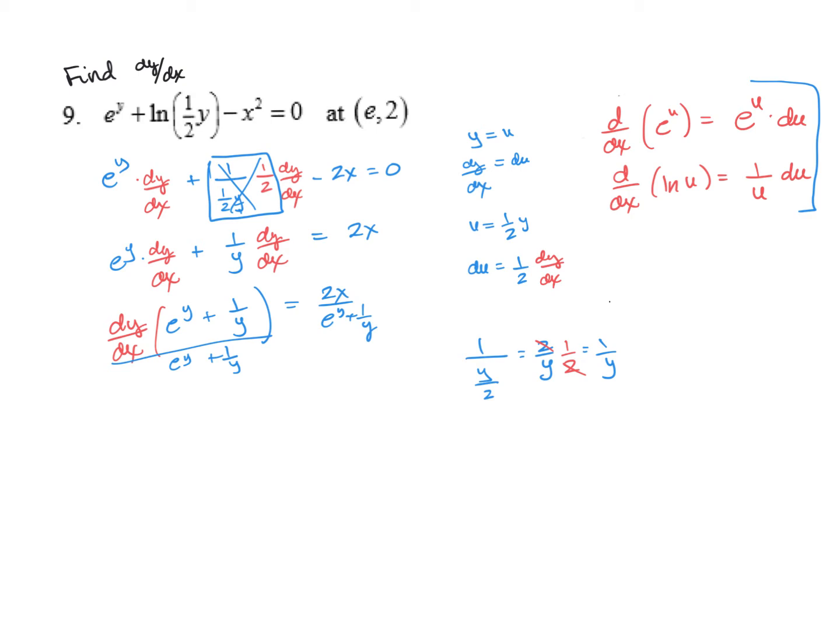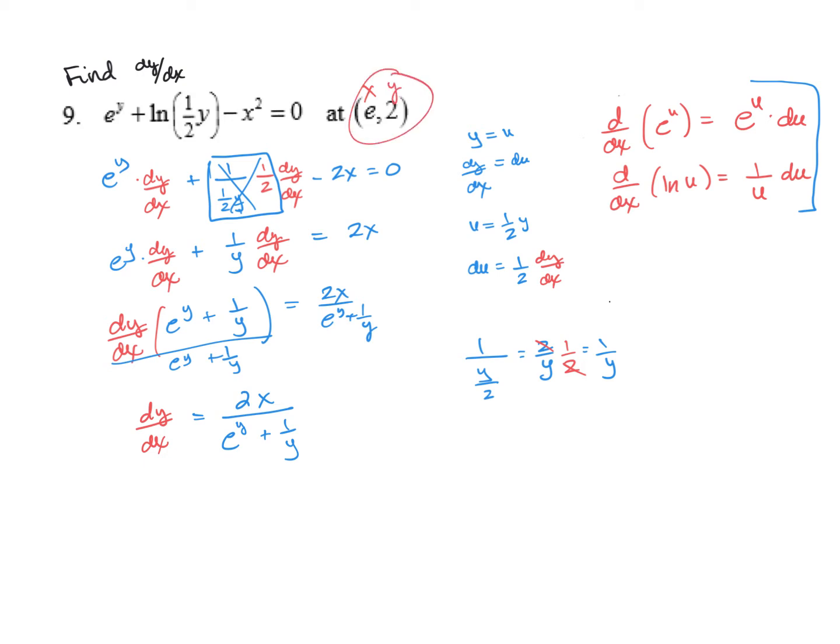And so I'm just going to leave it like that. I'm going to say dy over dx. And you could simplify it, but it doesn't make it look much nicer at this point. Plus we have to plug a number in, or some numbers in. So we're just going to stop there for simplifying. So now we've got to plug in x for e, and y for 2.